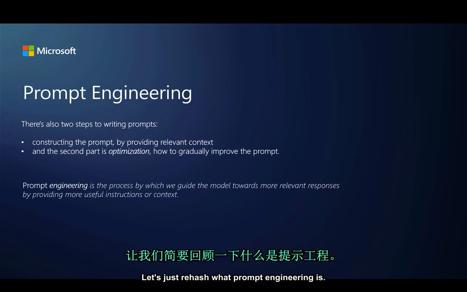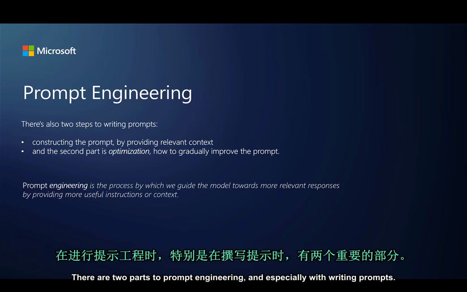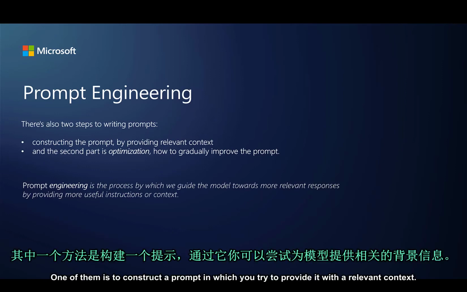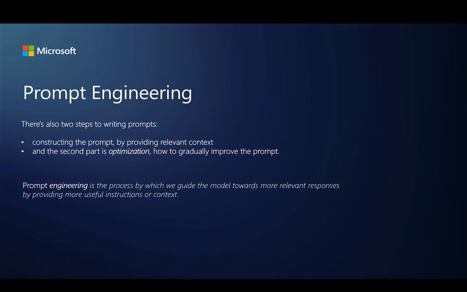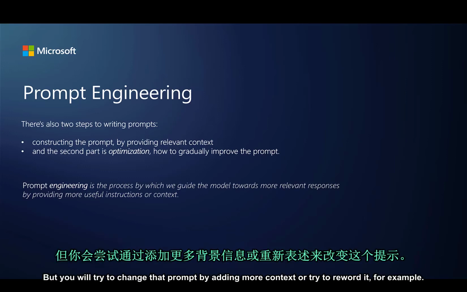Let's just rehash what prompt engineering is. The idea with prompt engineering is that it's a process by which we guide the model towards more relevant responses by providing more instructions or more context. There are two parts to prompt engineering, especially with writing prompts. One of them is to construct a prompt in which you try to provide it with the relevant context, and the other part is optimization. You are trying to gradually improve your prompt because no prompt is perfect on your first attempt, but you will try to change that prompt by adding more context or try to reword it, for example.